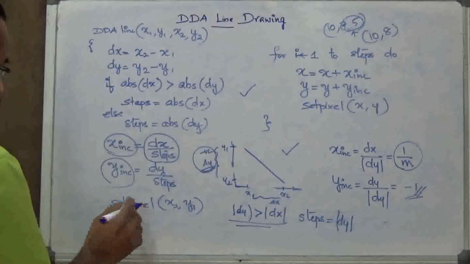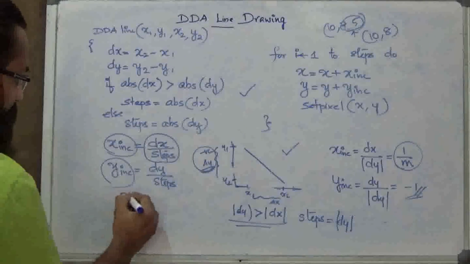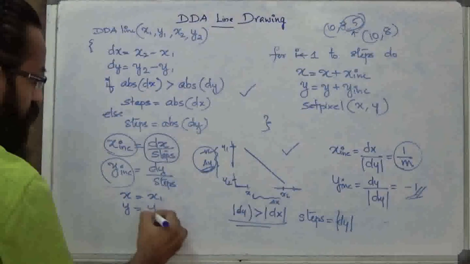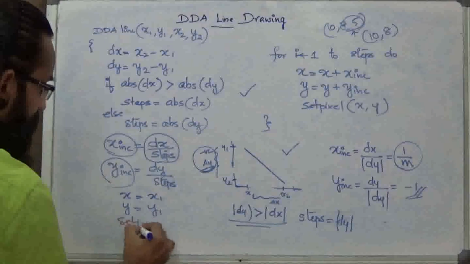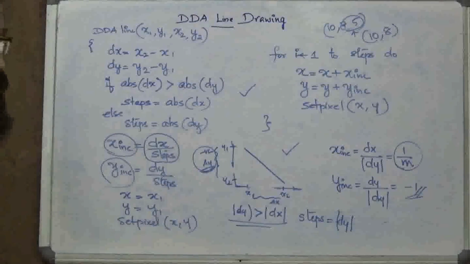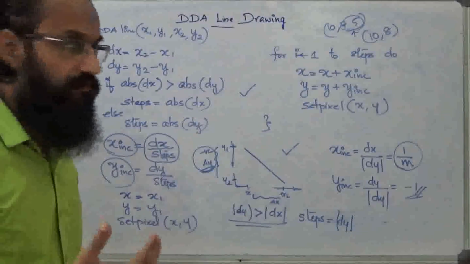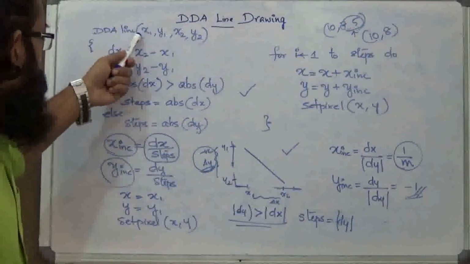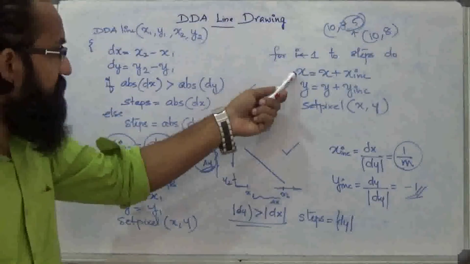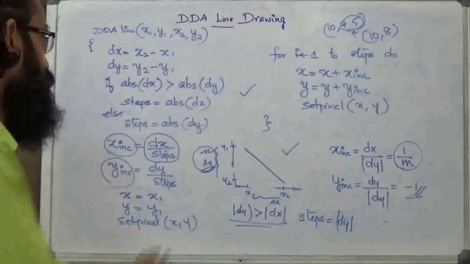Actually, we are plotting a pixel at the first endpoint x1, y1. Before plotting this pixel, you can assign x equal to x1 and y equal to y1, and then set pixel xy, so that x and y will have the initial endpoint x1, y1. So you need to initialize xy before entering into this iteration process. That's it.